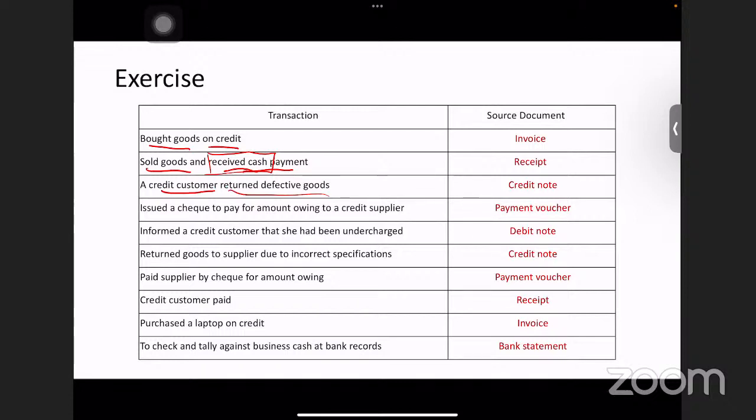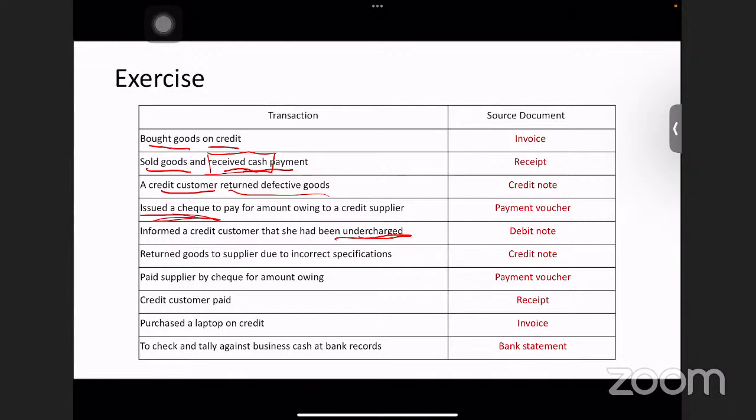Then here, I will just need to highlight the keywords. Issue a check. So what does issue check mean? It means pay money. Pay money, payment voucher. Remember? So here payment voucher. Here, inform credit customer that she's undercharged. So undercharge is a debit note. Straightforward. As you go along with more practice, you will get more familiar and you will get better and better. This one all comes down to practice.